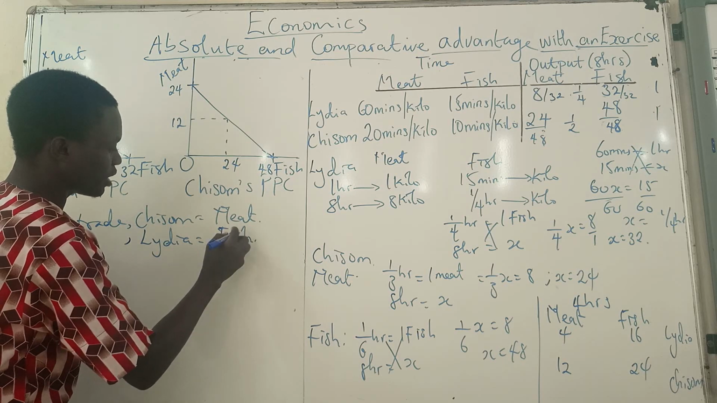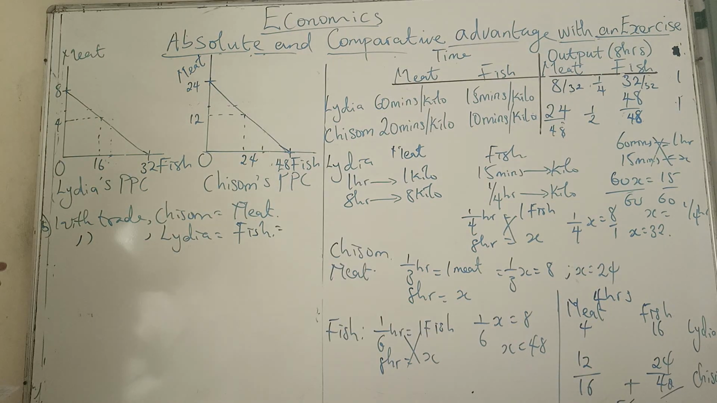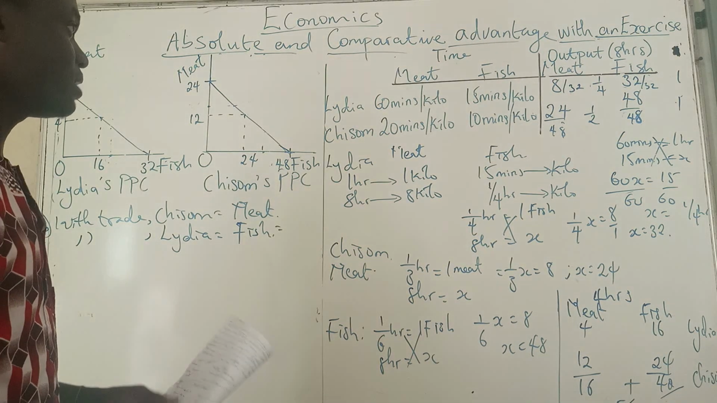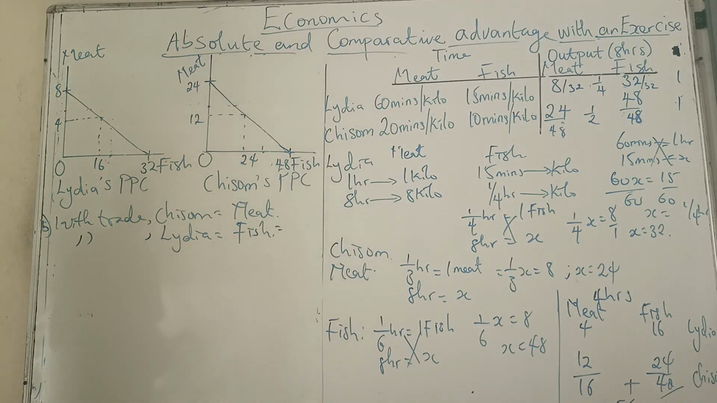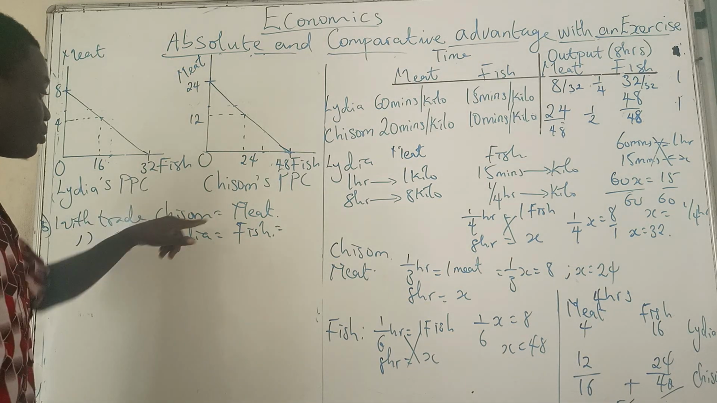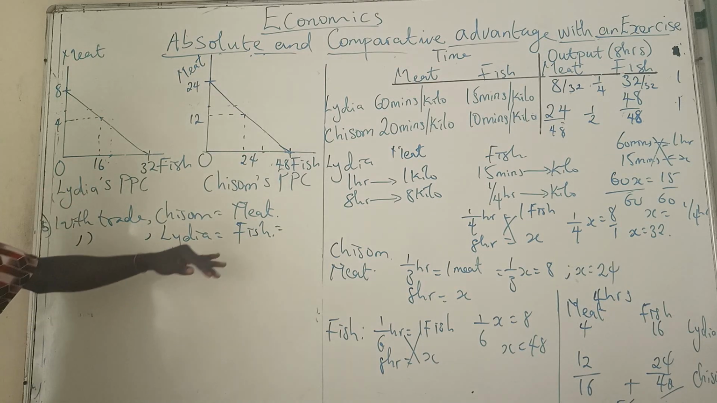So now let us see what we are going to have if this happens. There's an assumption that Lydia will be spending all 8 hours in the production of fish, what she's specializing in. And then Chisom will be spending 6 hours in the production of meat, that she's meant to specialize in, and then the remaining 2 hours in the production of fish.